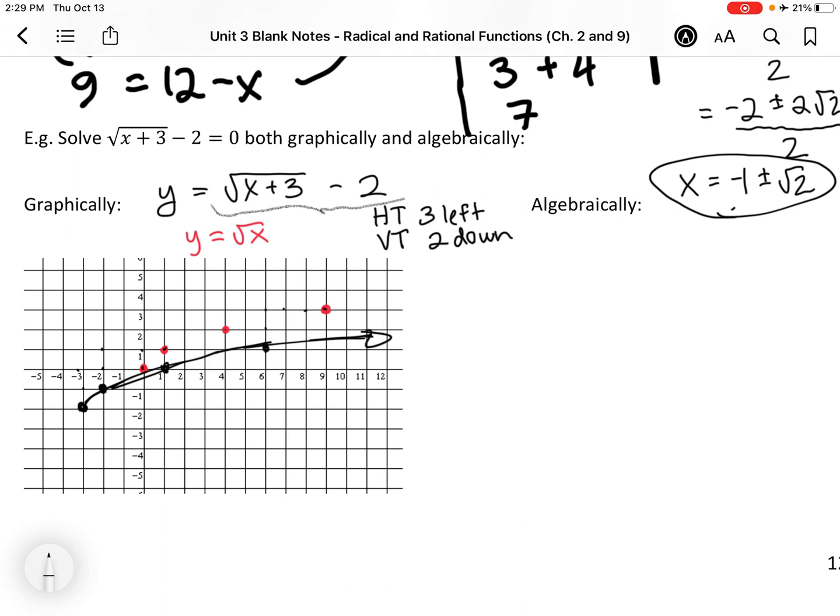Now in this case, I want to know when that is equal to 0. So I can look at, okay, where is y equal to 0? That happens right here. And so the solution has to be x equals 1.